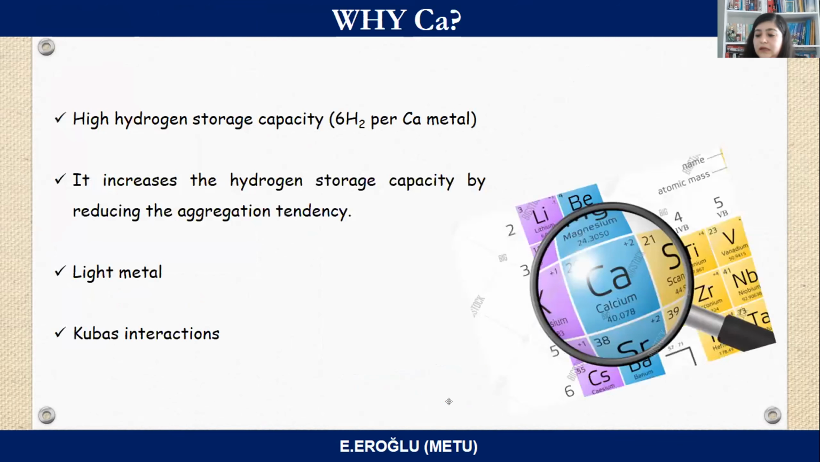Calcium metal is preferred in many hydrogen storage studies due to its advantageous properties. It is known that it has a high hydrogen storage capacity of 6 hydrogen molecules per calcium metal. Furthermore, it increases the hydrogen storage capacity by reducing the aggregation tendency. Besides, it's a light metal and it has Kubas interactions also.